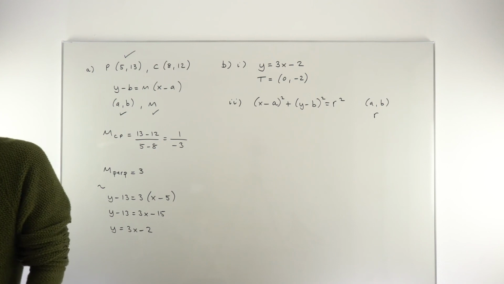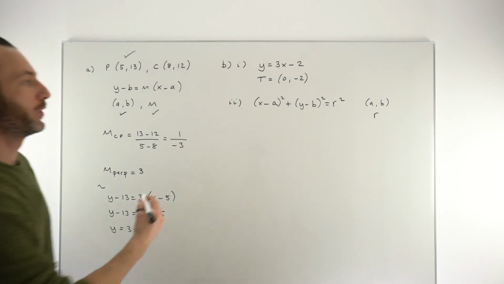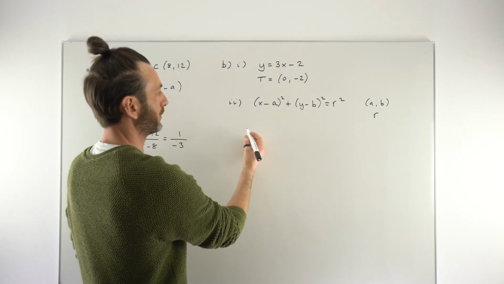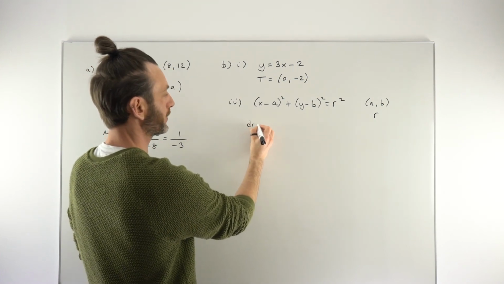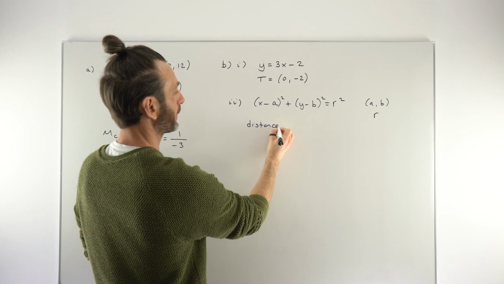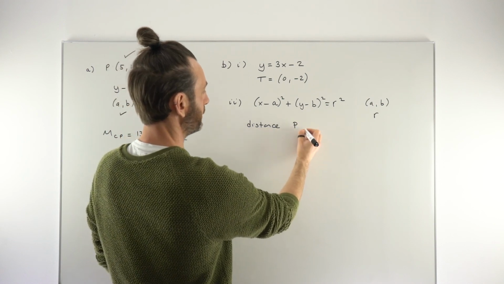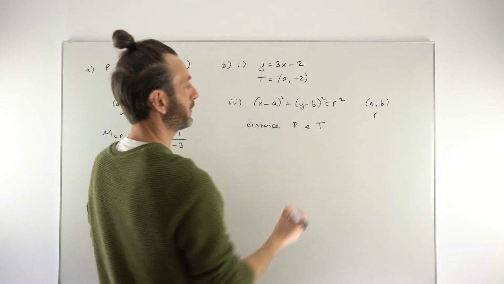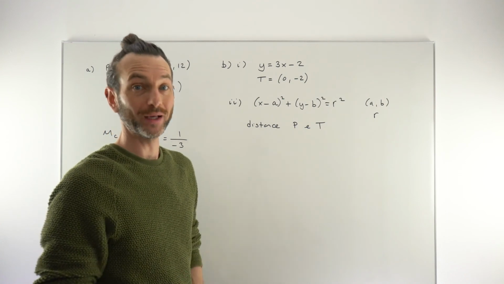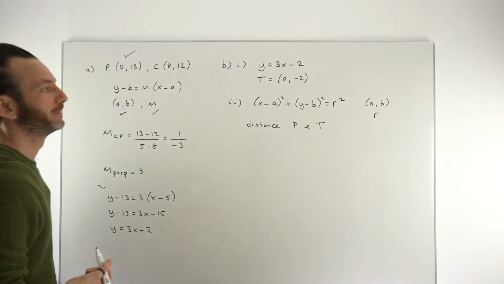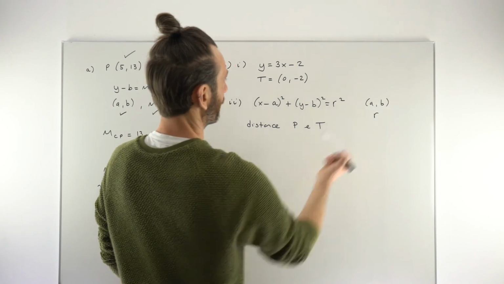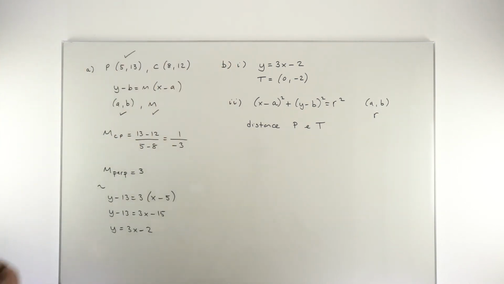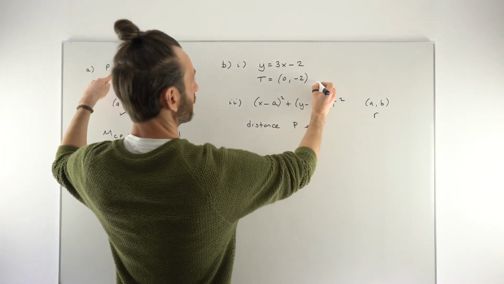P to T is a diameter. So if we can figure out the distance between those 2 points, so it's going to be the distance between the points P and T, that would give us the diameter of our circle. We can then just half that to get the radius. And then we'll do that first, and then we'll worry about the center point after that. So these are the 2 points we're using. I'm just going to pull this one over.